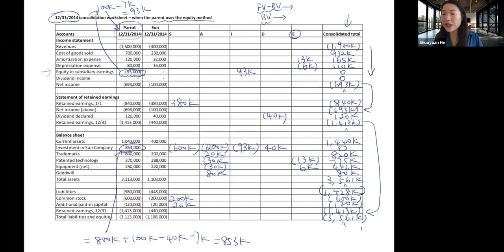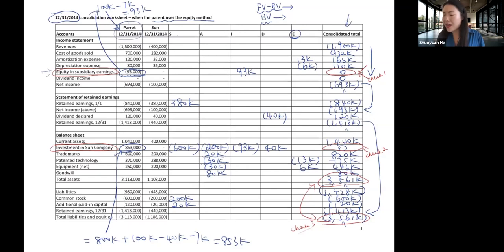First of all, after you have finished the consolidation, there are 3 things you need to check. The first check is your equity in subsidiary earnings. This account should go to 0. If it is not 0, there's something wrong. So you need to check for this number. The second one is your investment account should also go to 0. This is check 2. And the next thing is your total asset should be equal to your total liability and shareholders' equity. This is check 3. If they are not equal, there's something wrong.